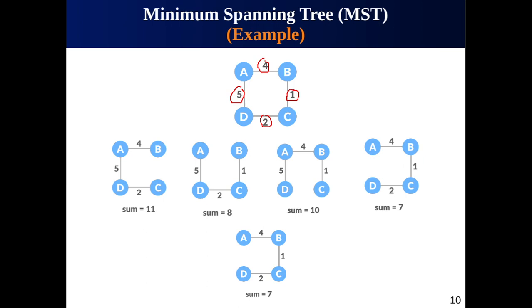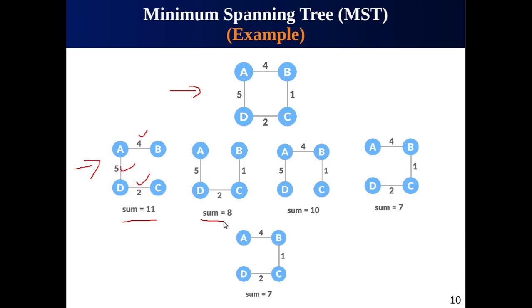Okay. Now the possible spanning trees for this graph, not the minimum spanning tree, all the possible spanning trees for this graph, they are mentioned here. So we have four spanning trees. Now what is the total weight, the total cost of each spanning tree? You have to add the number associated with each link. So here the sum is 11. There is 4 plus 5 plus 2.